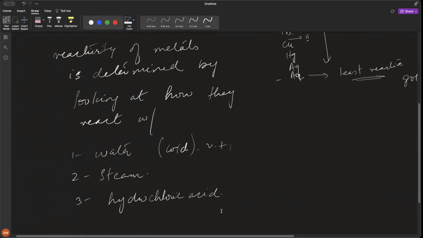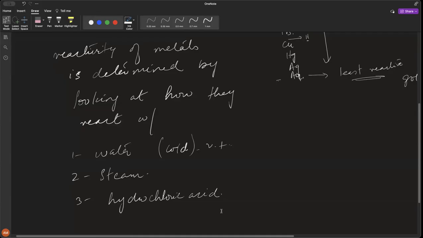Then they tried all of those which did not react with water with steam. Some of them reacted with steam, and some of them did not. The ones that were reacting with steam were less reactive than those which were reacting with water. And then their reaction with hydrochloric acid: all of them were reacted with hydrochloric acid.